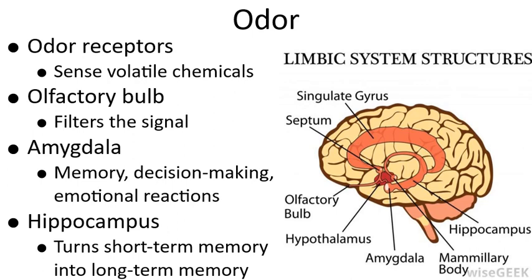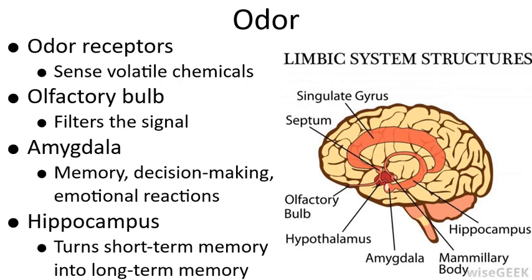The olfactory bulb serves to filter the signals coming from the odor receptors. Your nose is constantly sending your brain a ton of information about what it smells. But not all of that information is useful. In fact, very little of it will be useful for making decisions, and so the olfactory bulb filters out much of it before sending it on to the amygdala.